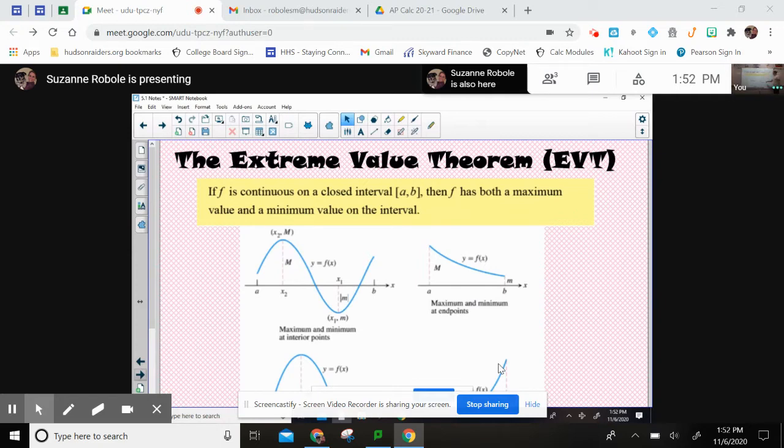So from A to B here, it has both a maximum and a minimum value, looking at all of the critical points on it and the endpoints. So here we have a closed interval from A to B. We have a maximum and a minimum right at the endpoints. Nothing happens in between there.